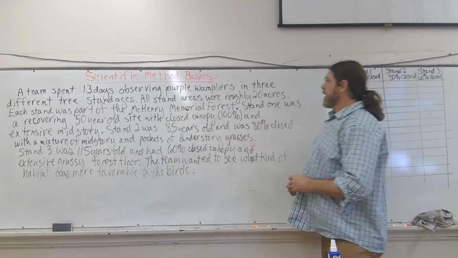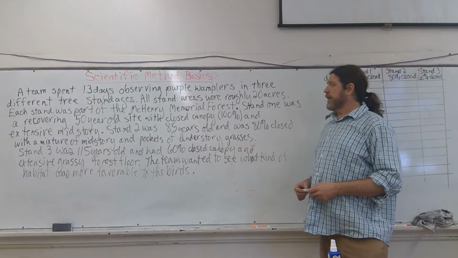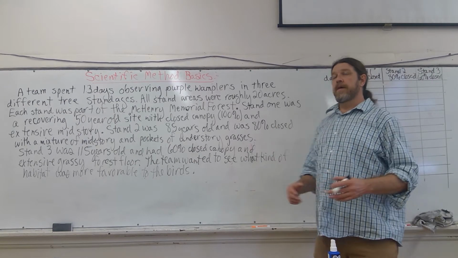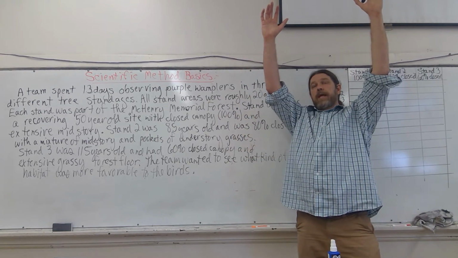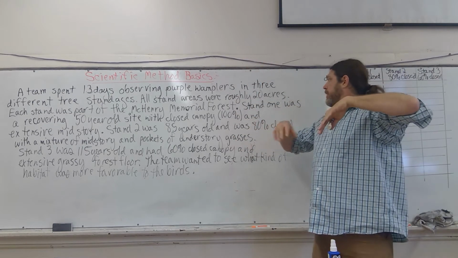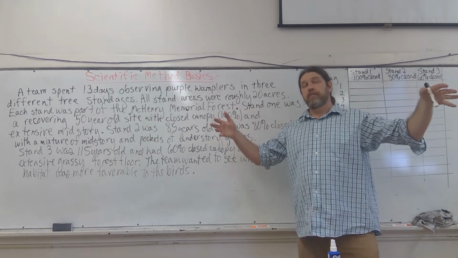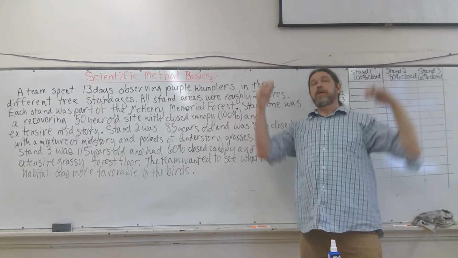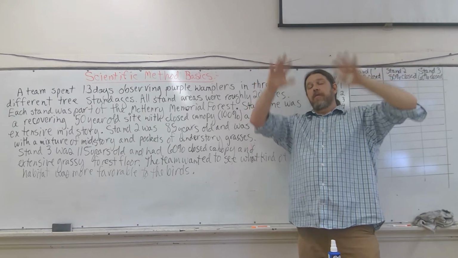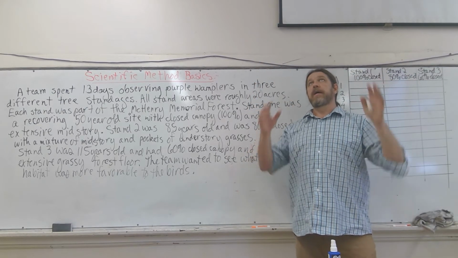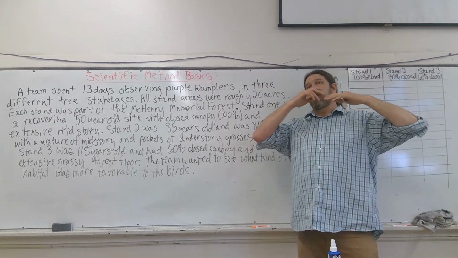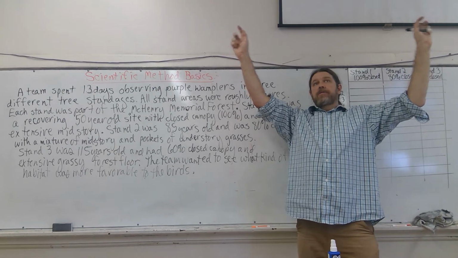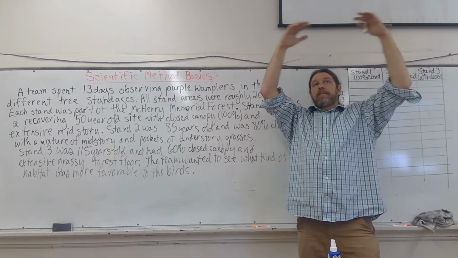Stand 1 was a recovering 50-year-old site with closed canopy, 100% closed, and an extensive mid-story. That means that all the trees that had started at the same time, 50 years before, after the previous forest had been cut, have grown fairly tall, and they're crowded together enough to where it pretty much closes the forest floor from much sunlight. And so a canopy is basically the roof of the forest where the interlocking trees and their leaves form a barrier to the sky.